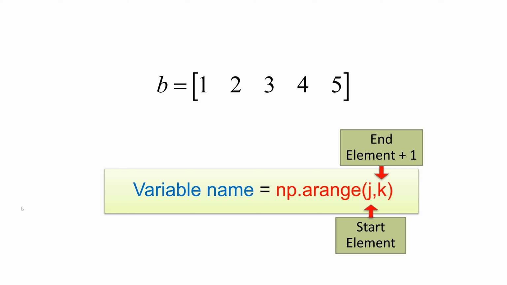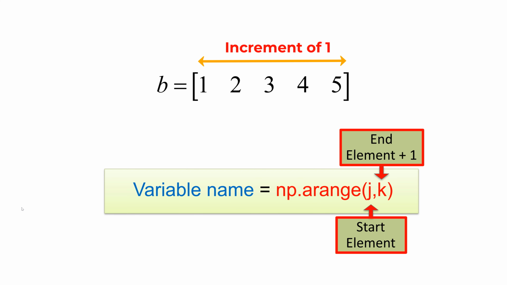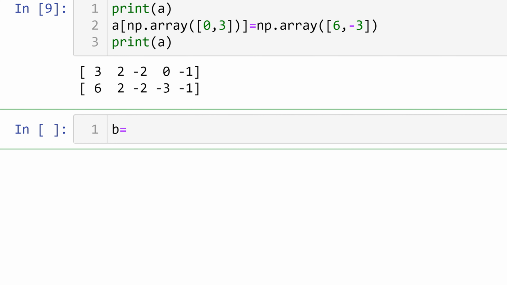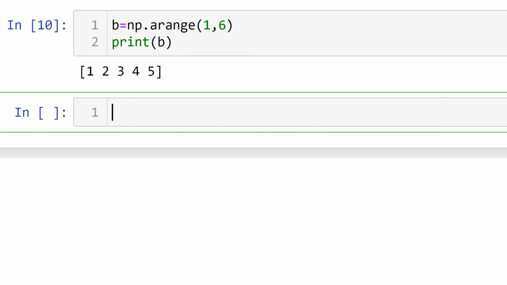What about creating a 1 by 5 row array B having 1 to 5 with an increment of 1? You can still use numpy array with the square brackets. In case the elements increase by 1, you can use the numpy arange function. This function generates an array of evenly spaced values within a given interval between start and end element, excluding the end element. You can type B equals sign followed by numpy arange 1, 6 to create the row array B. Again, numpy arange creates the elements excluding the end element, so it stops at 5.